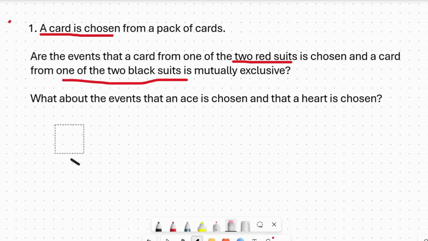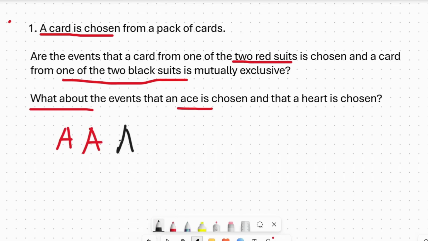Now let's solve the second one. What about the event that an ace is chosen and the event that a heart is chosen? There are 4 aces, 2 red and 2 black. This is a card.